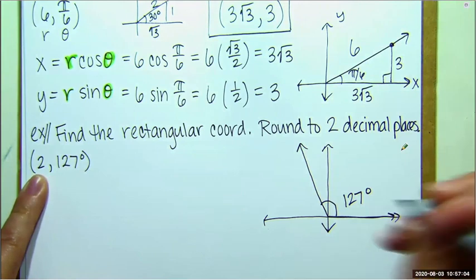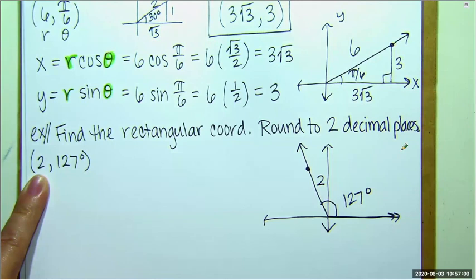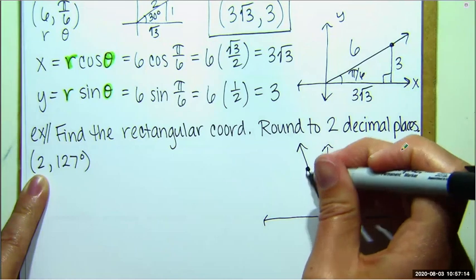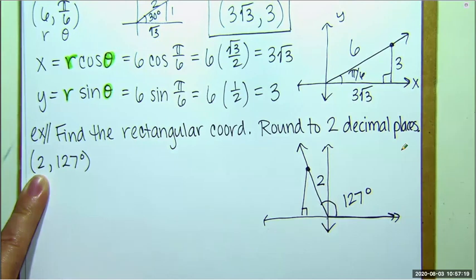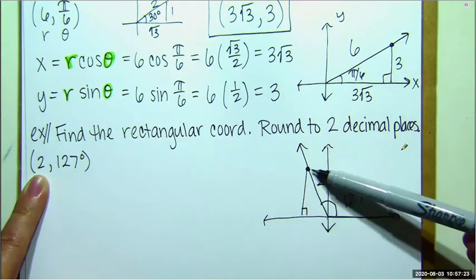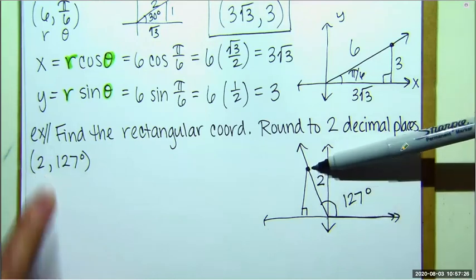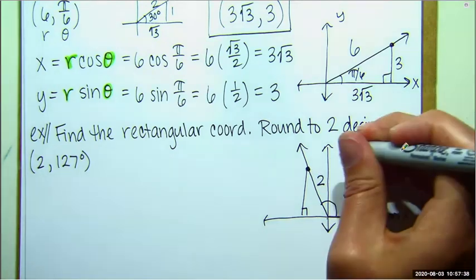And then 2 tells us our distance from our pole up to our point. So this is a distance of 2. Drop a perpendicular here. What we're looking for is the x coordinate and the y coordinate. So looking at this picture, the first thing we know is that the x coordinate of this point should be what? Positive or negative? Negative. How about the y coordinate here? Positive or negative? Positive. Okay, so there's going to be our first self-check.